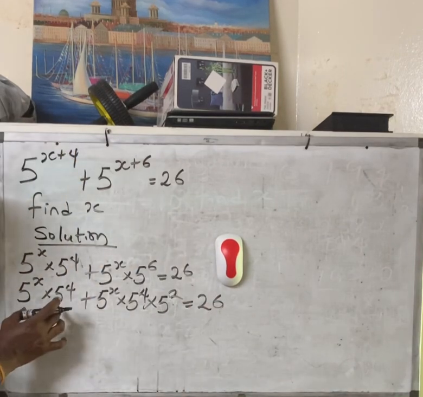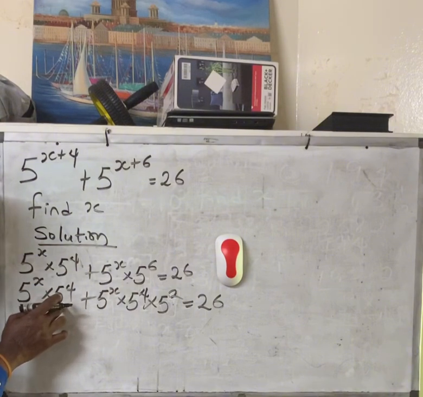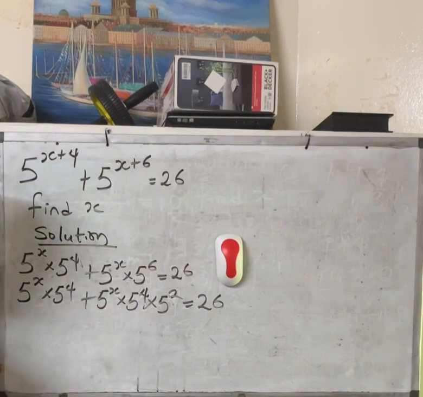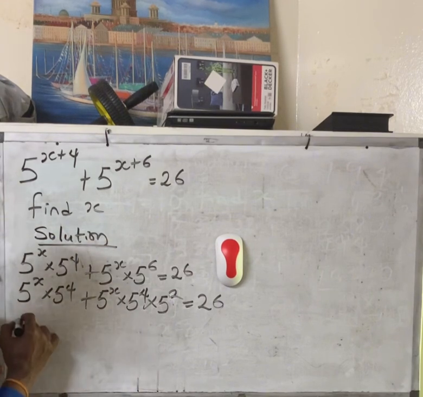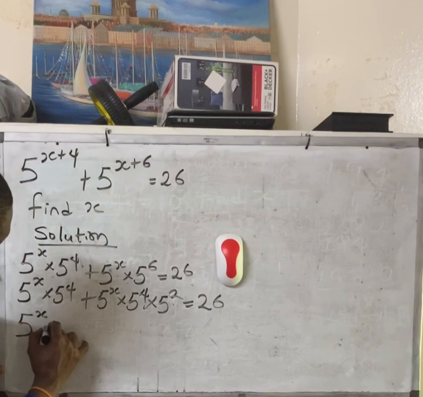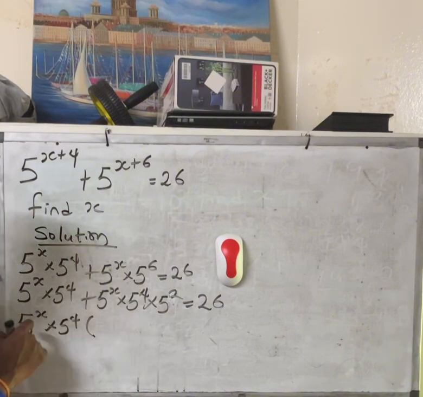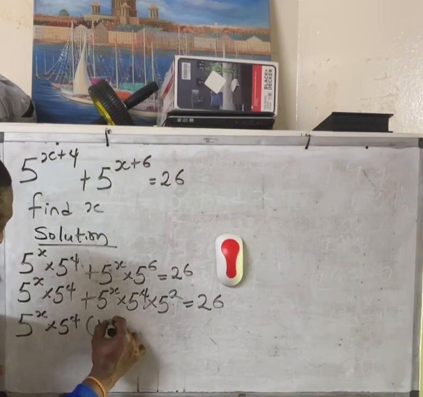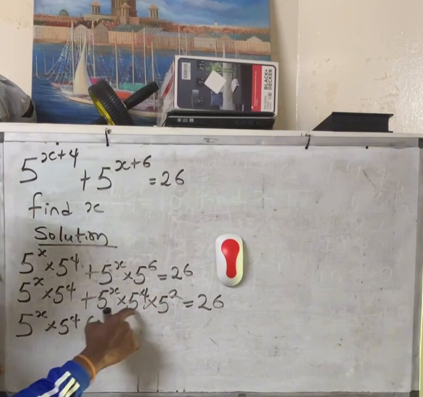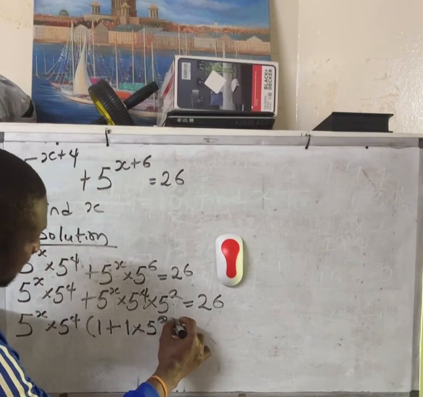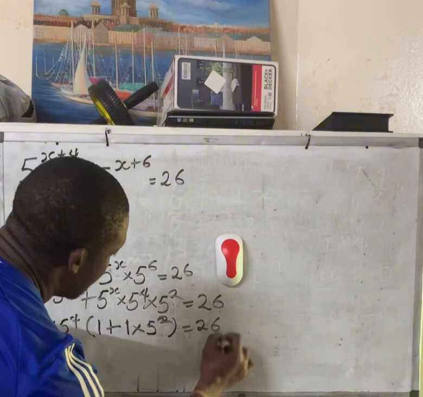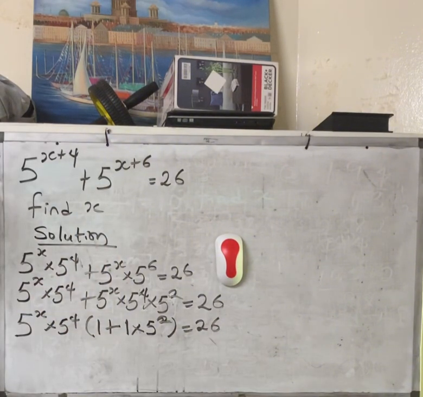Okay, so now we can see that we have things in common. 5 raised to power x times 5 raised to power 4 is here. 5 raised to power x times 5 raised to power 4 is also here. So we can factorize. In factorizing, we have 5 raised to power x times 5 raised to power 4 common. So we bring that one out. 5 raised to power x times 5 raised to power 4, open the bracket. If this divides this, we have 1 plus, if this divides this, we have 1 times this, which is remaining, 5 raised to power 2, is equal to 26. Okay, I hope we are following.